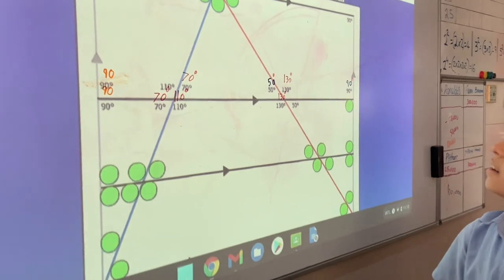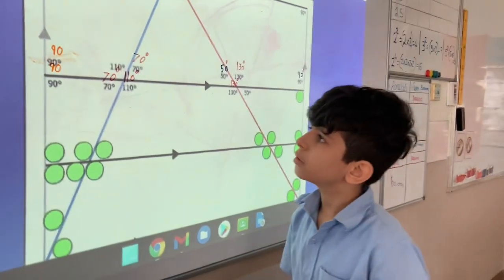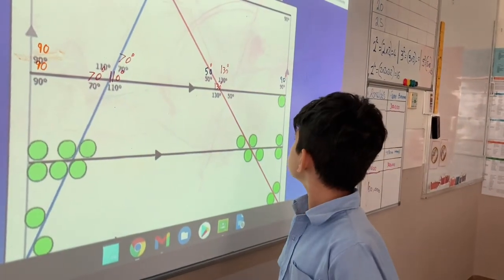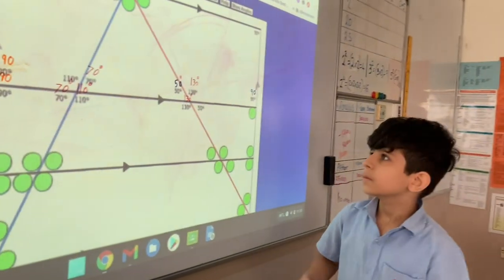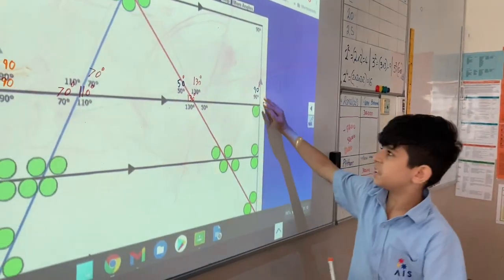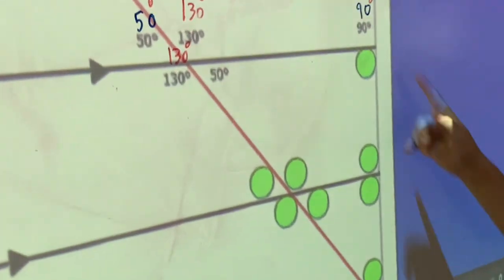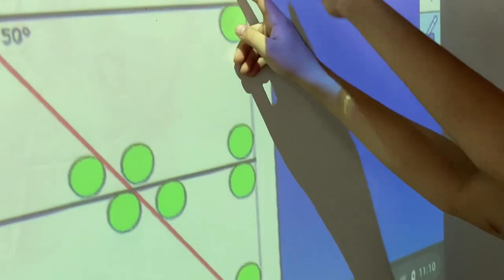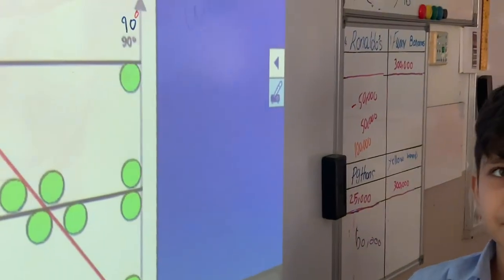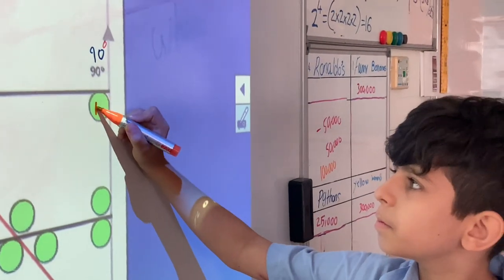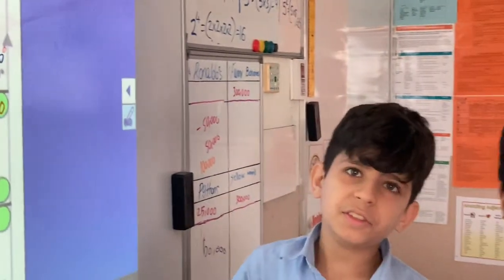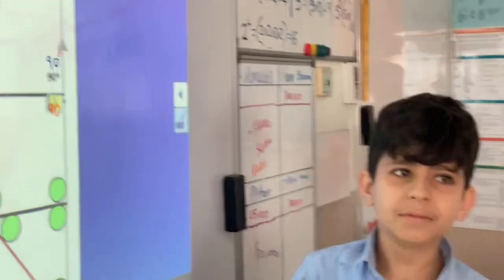Yep, that's right. Okay, so is there anything else you could add to that? Yes. What else? This is the same as this. Okay, so what would that one be? That one's 90, and because they're equal, this is also 90. Okay, so do you want to put that in? And angles on a straight line add up to? 180. All right. Thank you very much, that team.